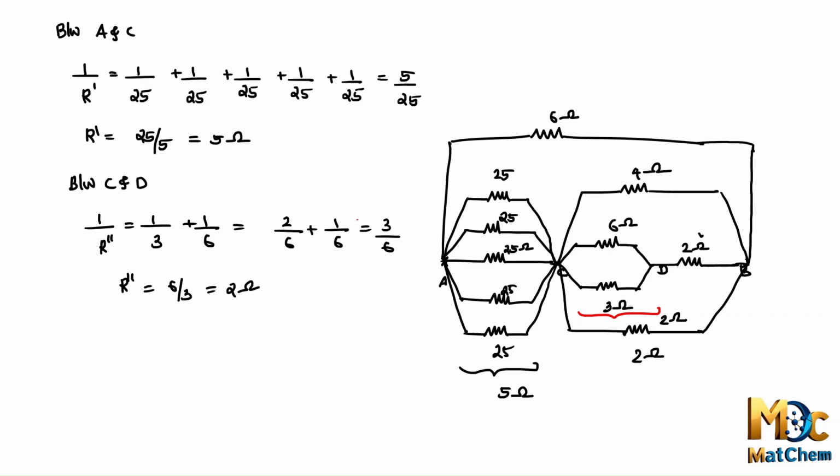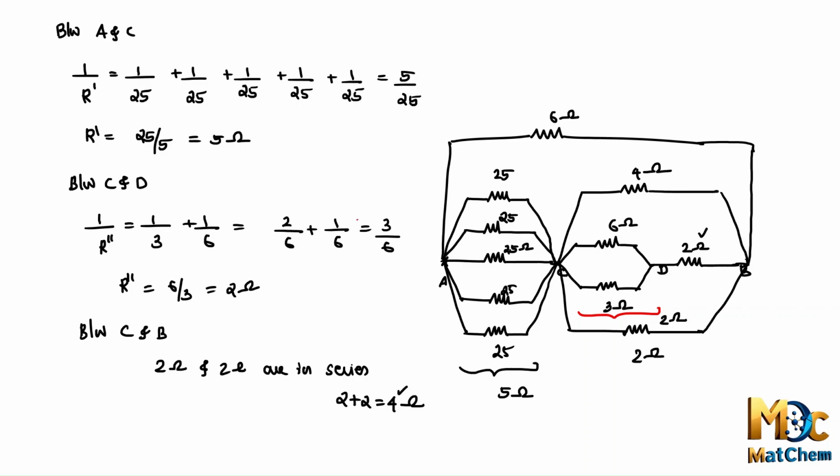This 2 ohm resistance and this 2 ohm resistance are in series, correct? That means between C and B, we need to do two things. Between C and B, 2 ohm resistance and 2 ohm resistance are in series. So the net resistance value will become 2 plus 2, that is equal to 4 ohms.